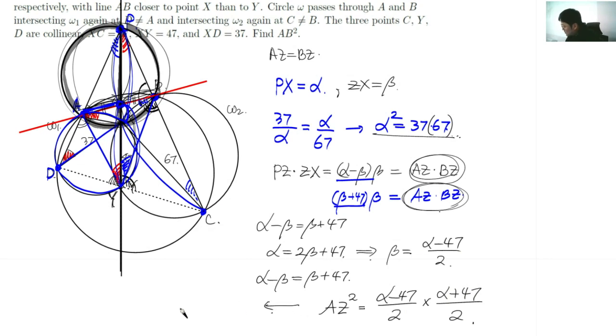So, AZ squared equals, shall I multiply by 4? Because that's going to be better off. Alpha squared minus 47 squared. 37 times 67 minus 47 squared. And this is a number, which I give up as a solution.